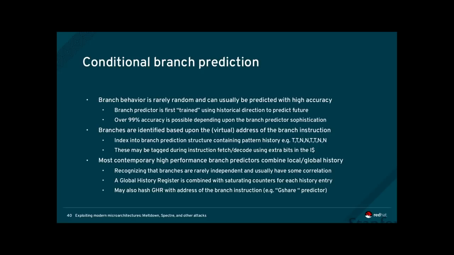So we have these predictors which will tag the history of a particular path of execution, particular way a branch went, and they will try to infer where it is going to go the next time.